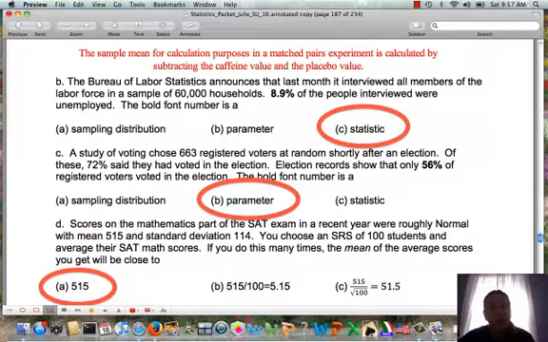8.9% of the people interviewed were unemployed. So we want to know, what is this bold font number? It's 8.9% of the people interviewed, meaning the people in the sample of 60,000 households that they were using to try to predict all members of the labor force. So this is a statistic because it comes from sample data.